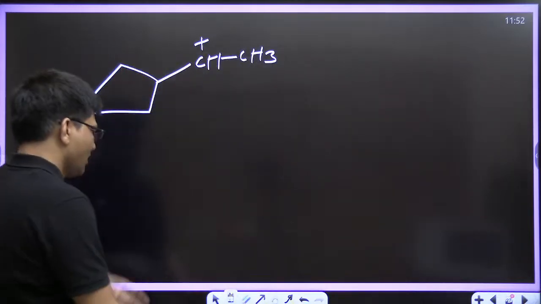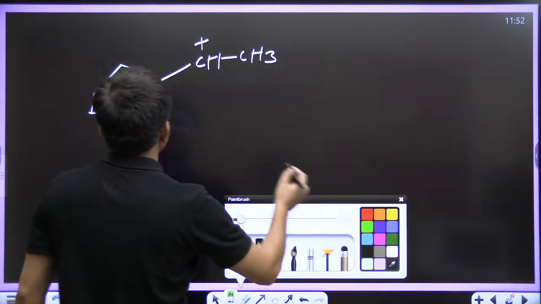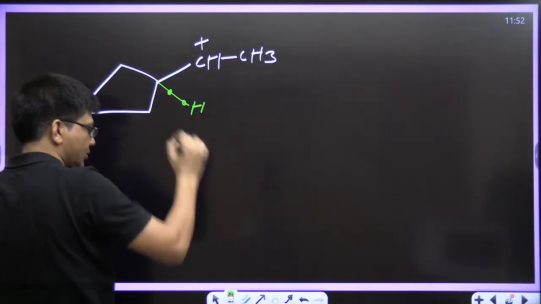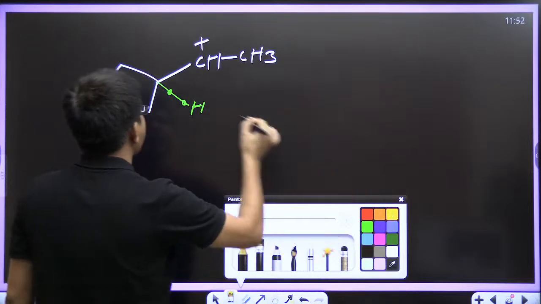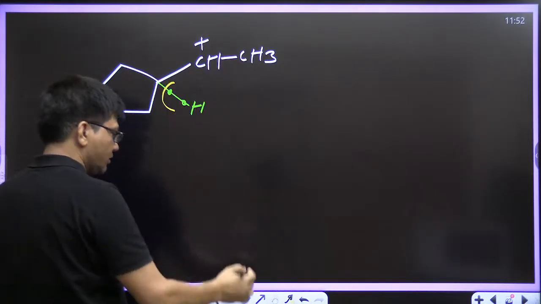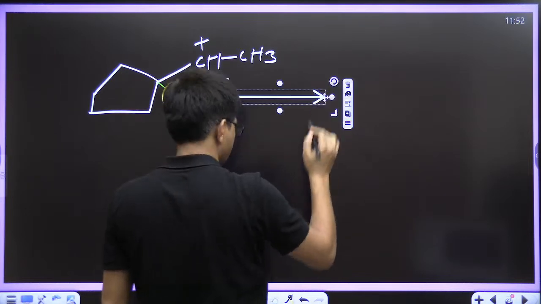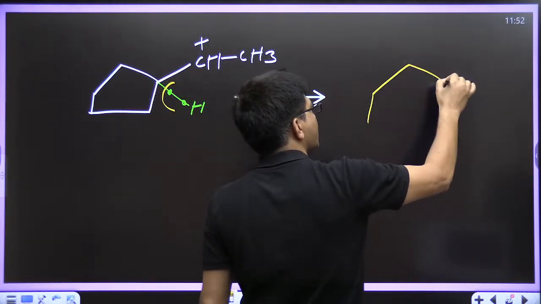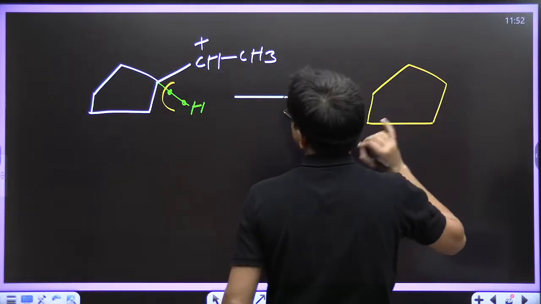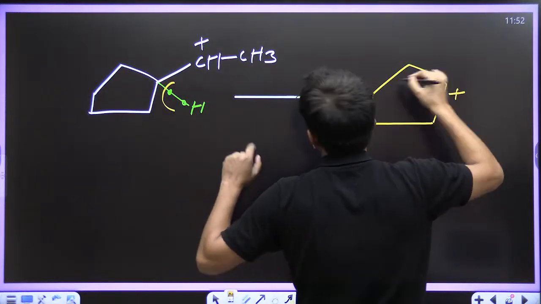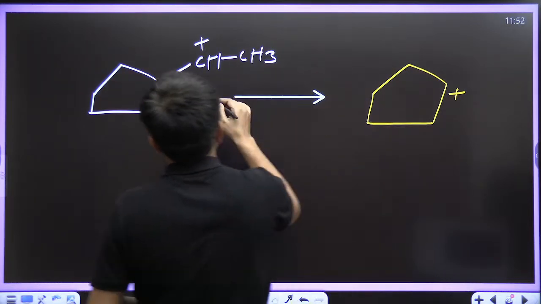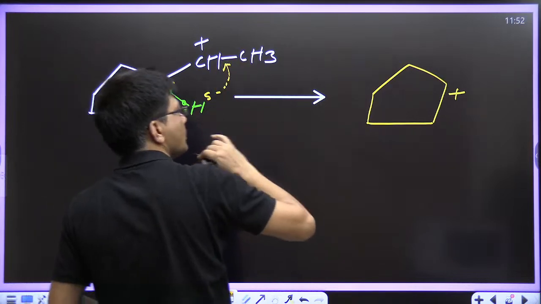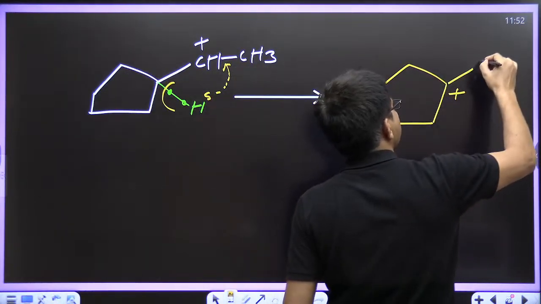This is saying, oh, let them do ring expansion. Hey hydrogen, do one thing. Come here along with your electron. We will do this. What is this? See kids, what is the stability gained by doing this? Now see, it is having positive charge, and this hydride along with electron is going to shift over here.